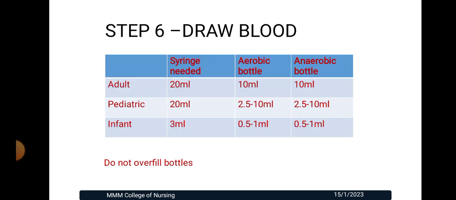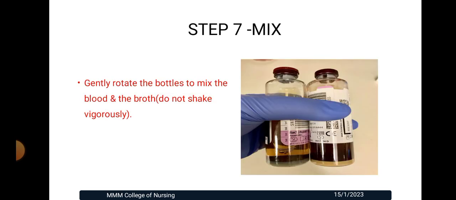Step 6. Draw blood. Adult, pediatric and infant. The syringe needed for the adult is 20 ml, aerobic bottle 10 ml, anaerobic bottle 10 ml. Pediatric, syringe needed is 20 ml, aerobic bottle 2.5 to 10 ml and anaerobic bottle 2.5 to 10 ml. In infant, syringe needed is 3 ml, aerobic bottle 0.5 to 1 ml, anaerobic bottle 0.5 to 1 ml. Do not overfill bottles.